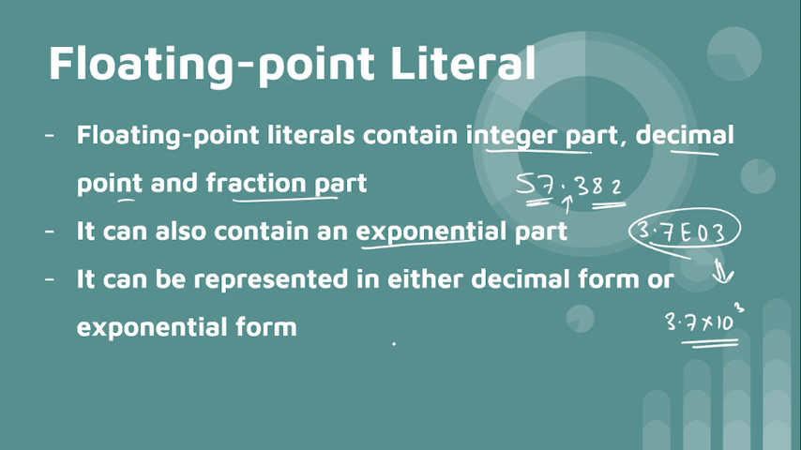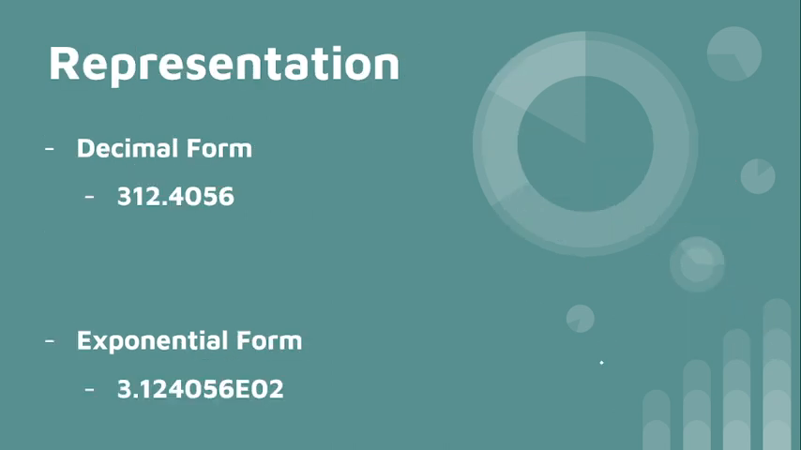We will see the two types of representations. It can be represented in either decimal form, which is this one, or it could be in exponential form, which is this one. This is the interpretation. Okay, so floating point is with the fraction along with the integer part, and two representations. Let's see. So decimal form is this. If you want to convert this, you can see this is converted into exponential form.